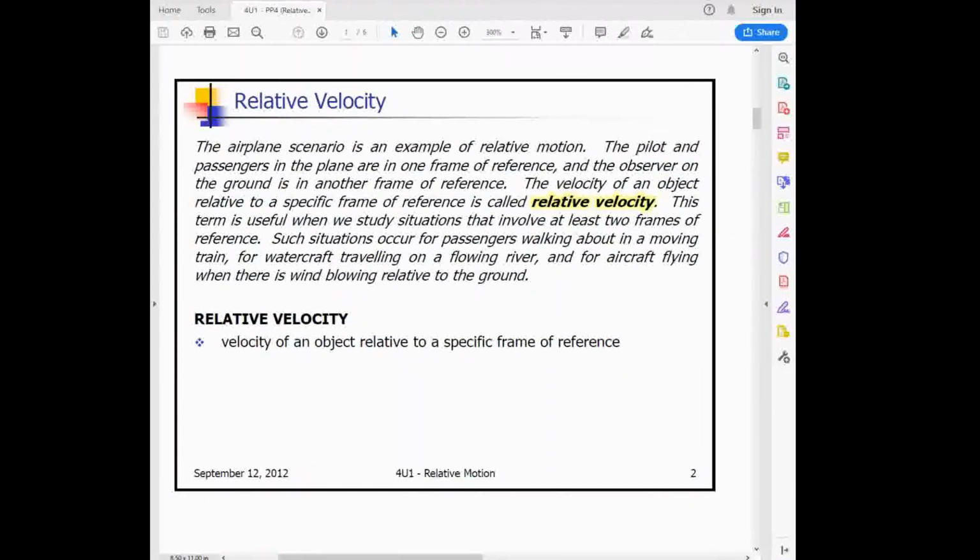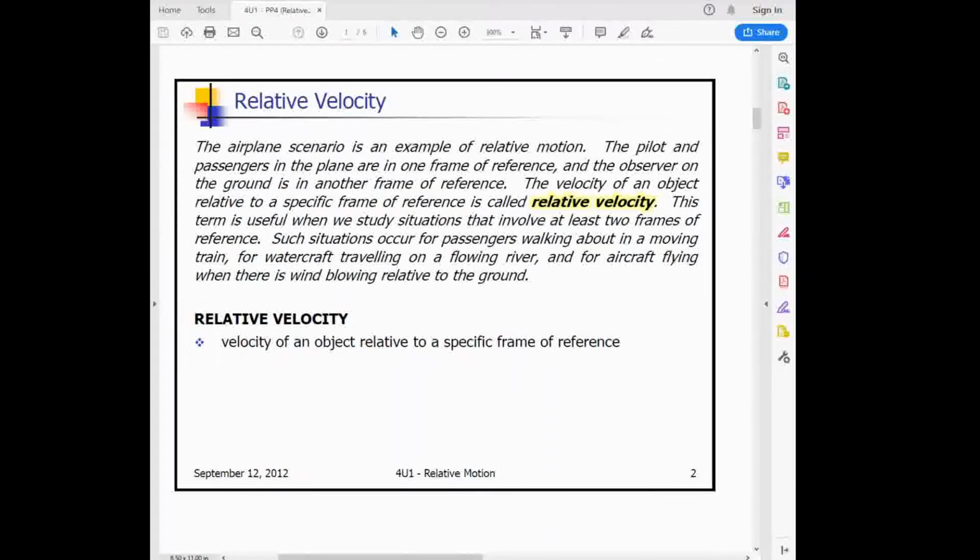Now this is an example of relative motion. The passengers in the airplane are in one frame of reference, and you being an observer on the ground are in another frame of reference. Now when we find the velocity of an object relative to a specific frame of reference, that's called the relative velocity. You'll find that for some problems that involve multiple types of motion in different frames of reference, determining the relative velocity often simplifies solving these types of problems.